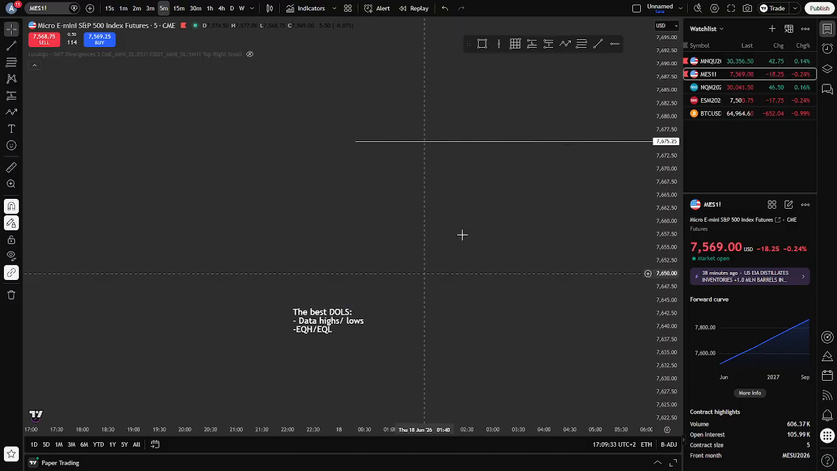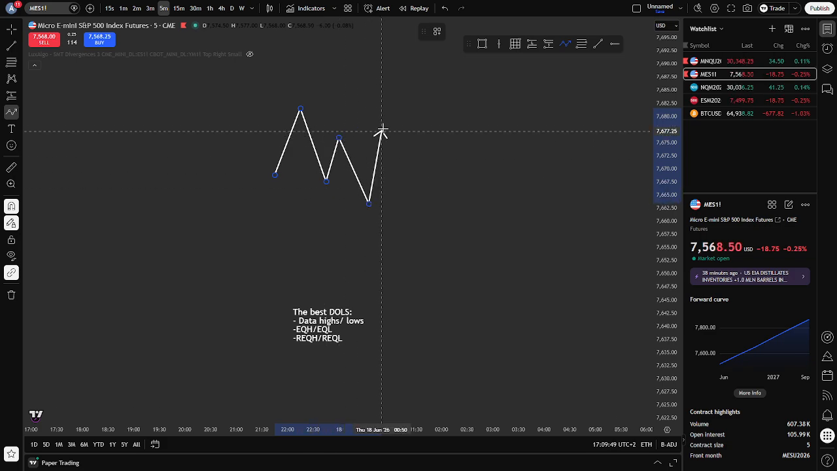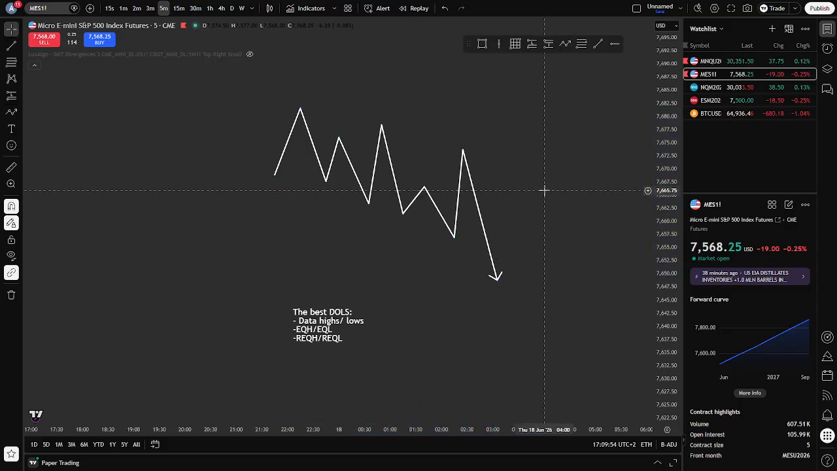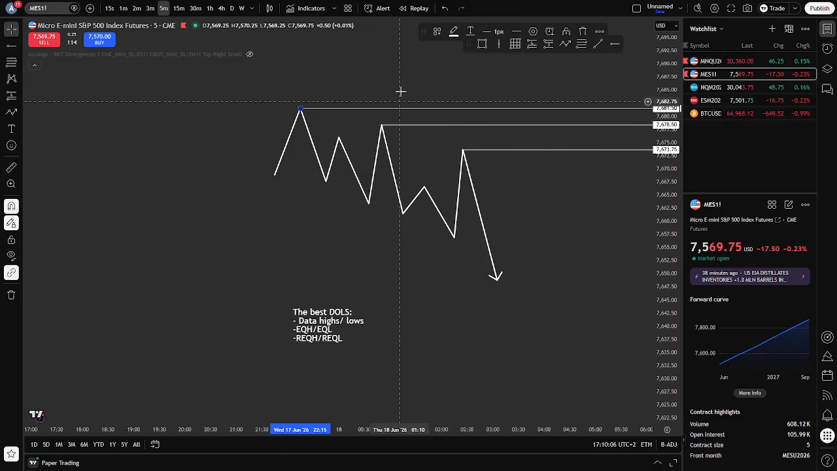So after equal highs and equal lows, I would go for relative equal highs slash relative equal lows. Again, the name says it, so we have this range, we create these highs, bam, bam, bam, we trade away. Okay, so you have these relative equal highs. They are not actually equal, but similarly, they're still relatively the same.